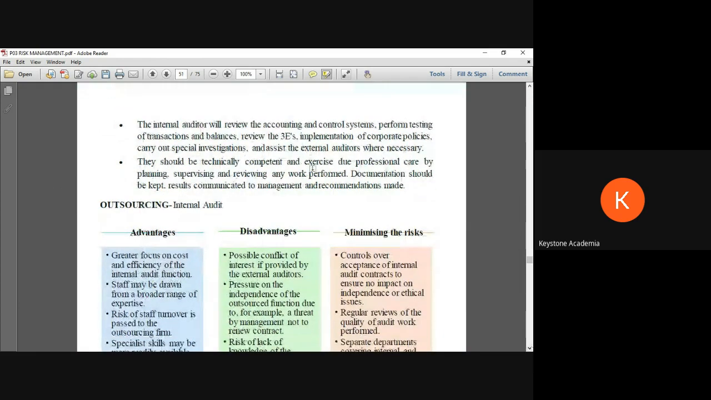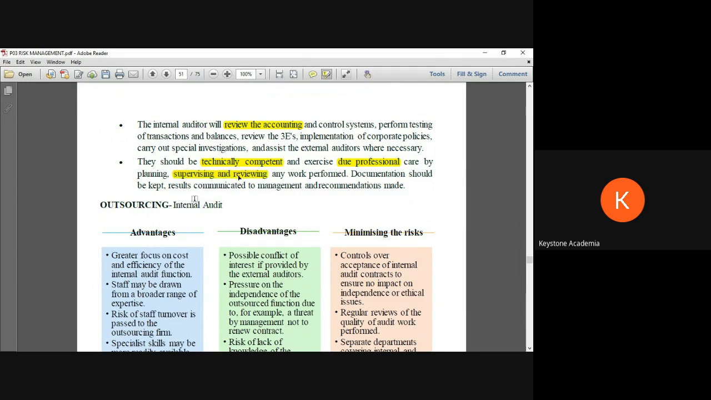They will do review for accounting. They will do it for almost everything: performance testing, transaction testing, reviewing 3Es, all of that. And as understood, they themselves should be qualified, experienced, and should do their work with due diligence. Imagine an internal auditor team that is itself making mistakes. That will be a very big problem. It is their core competency.